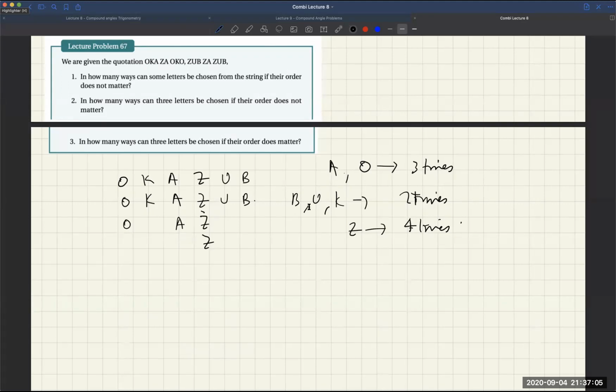How many ways can some letters be chosen is asked. Please don't misunderstand the problem. How many ways can some letters be chosen? Okay, so we want to just choose them. Rather, choose some letters is what the problem says.